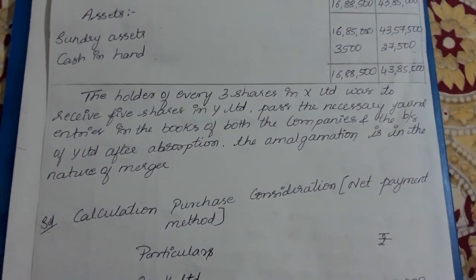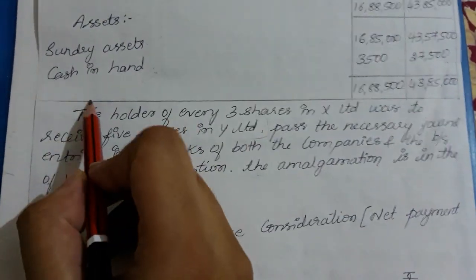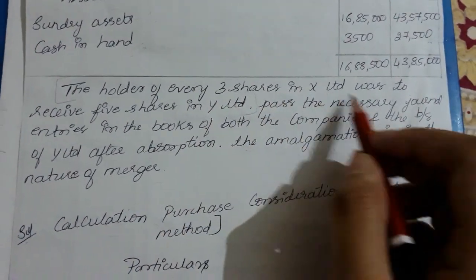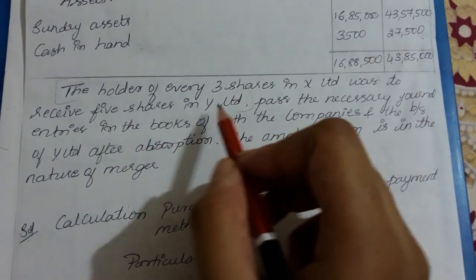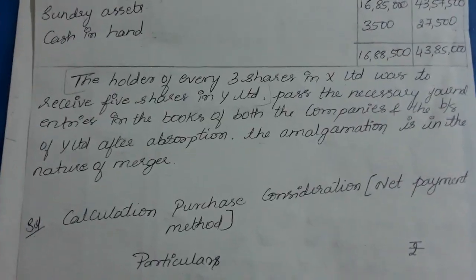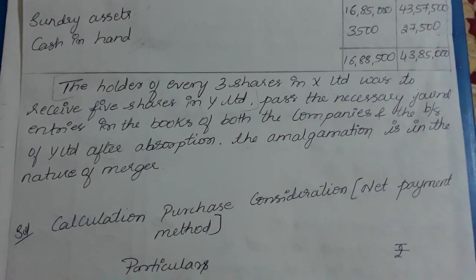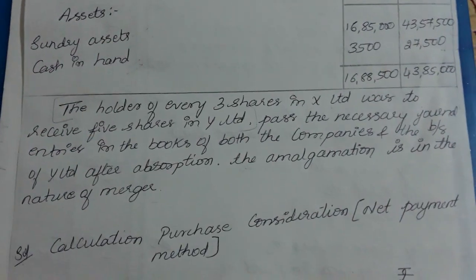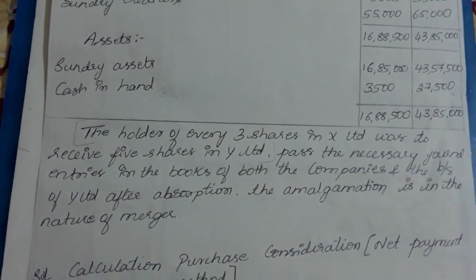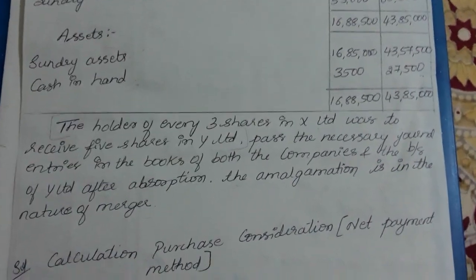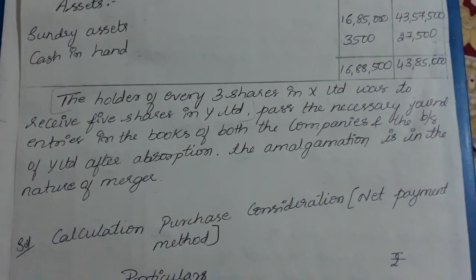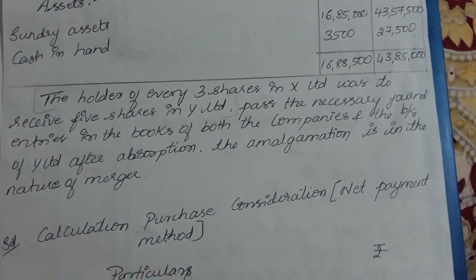So here you can see this is the discharge of PC they are given, right? How to pay the payment: the holders of every 3 shares in X Limited were to receive 5 shares in Y Limited. So here the third condition is satisfied, that is, discharge of PC should be made in the form of equity shares itself. So that condition is satisfied, and also there is nothing regarding assets not taken over. If nothing is mentioned in the adjustments regarding assets or liabilities not taken over, it is assumed that all the assets have been taken over.